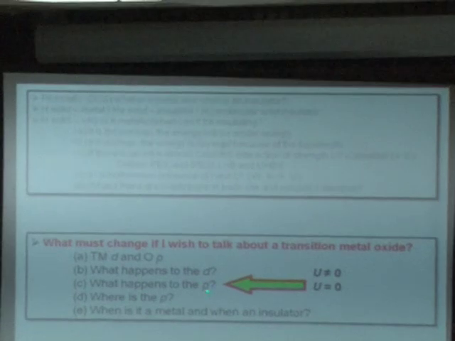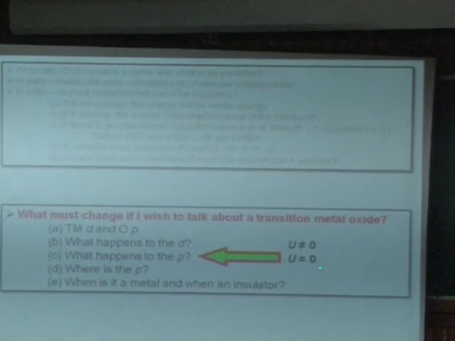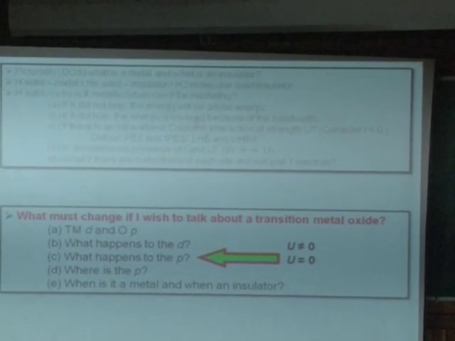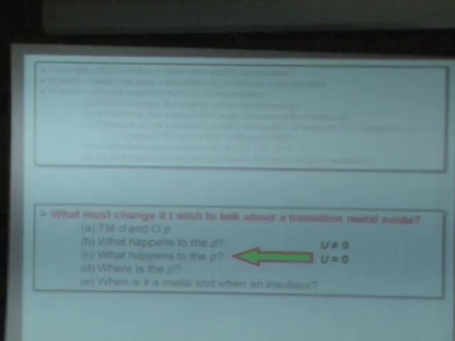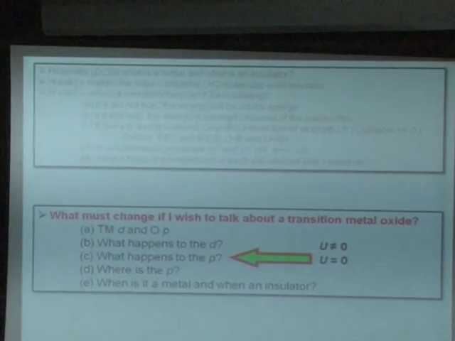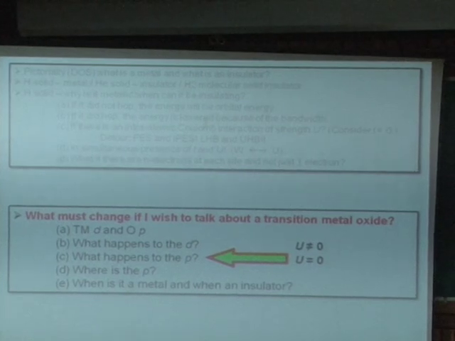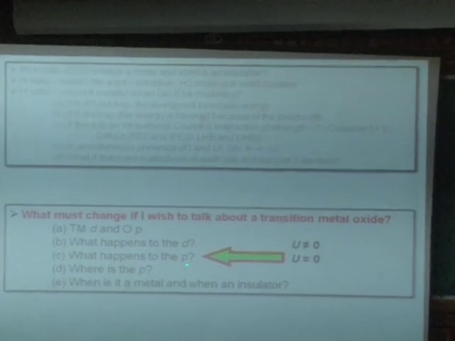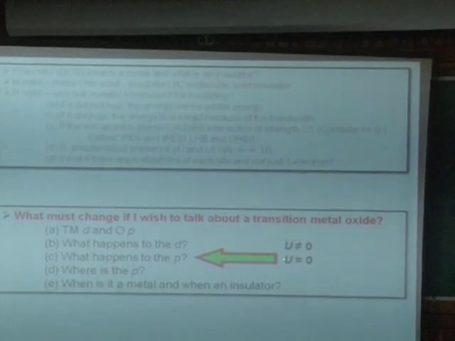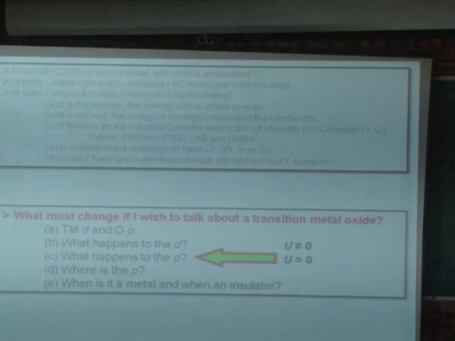What about the P? We'll start with the simplest model where the Coulomb interaction in the oxygen P we will consider to be 0. Say it's not very high, which is not quite correct, but it turns out that there are ways to take into account the effect of Coulomb interaction within P without going to the complication of going away from this assumption.